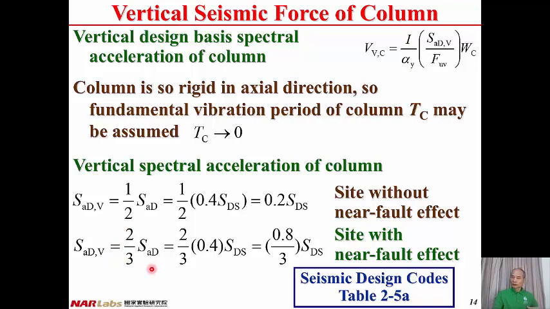And if the structural vibration period is very, very short, tends to 0, the structure is very, very rigid. SaD becomes the effective peak ground acceleration, equal to 0.4 SDS. Therefore, SaDV for the site with near fault effect equals 0.8 divided by 3 times SDS, according to Seismic Design Codes Table 2-5A.